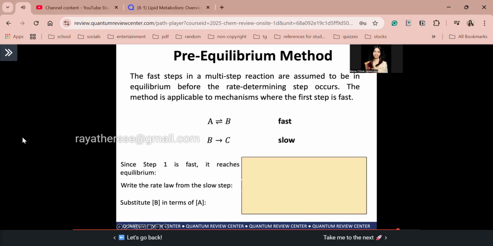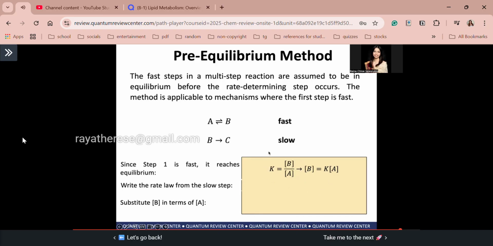Let's say guys, we have a first reaction that is fast, where A forms B, and the slow step is B forms C. Okay? Since step 1 is fast, again, it reaches equilibrium. Therefore, your K, your equilibrium constant, is B over A, products over reactants. Therefore, B is just equal to KA. Okay? And then we assume equilibrium, that's why we put products over reactants. So B is just equal to KA.